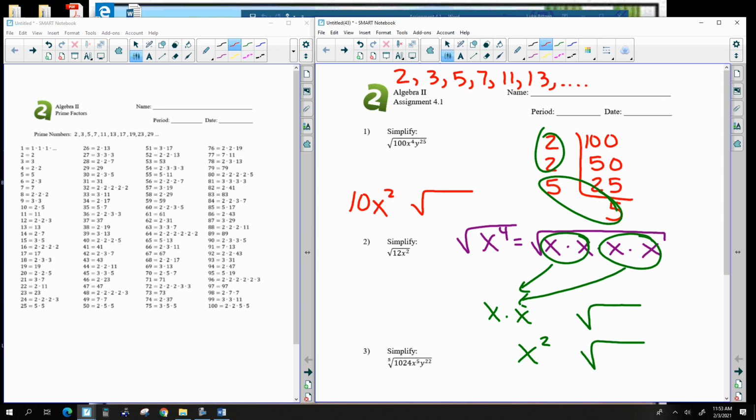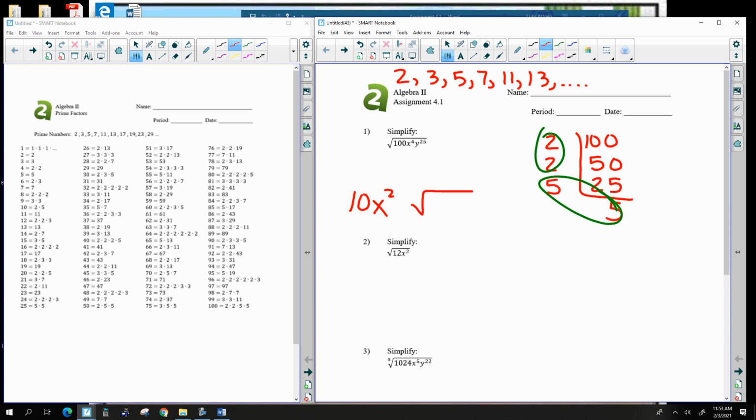Now, how can I simplify that process? Long story short, what you can do with exponents is this: this is a square root, which means there's like a little invisible 2. So you can divide exponents, not numbers, by 2. So 4 divided by 2 is 2. Okay, 4 divided by 2 is 2. And so I'm able to take out x squared.